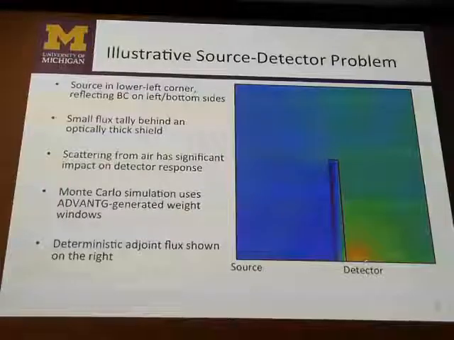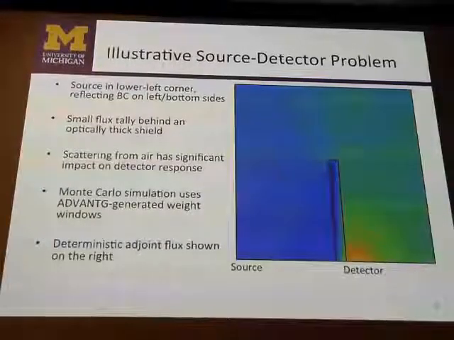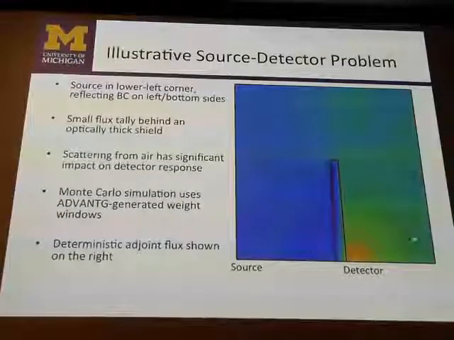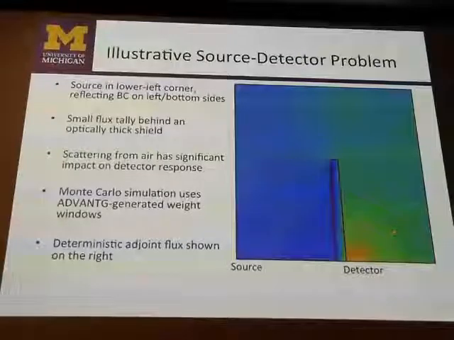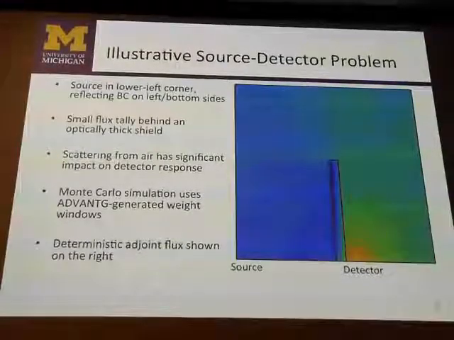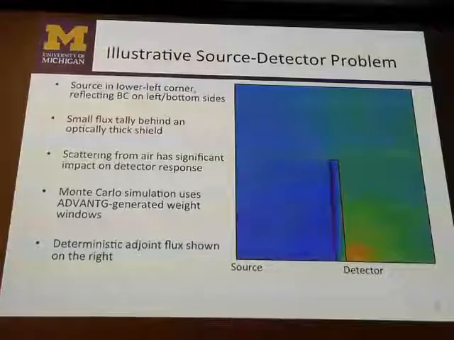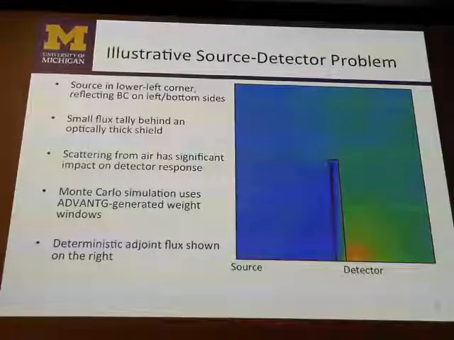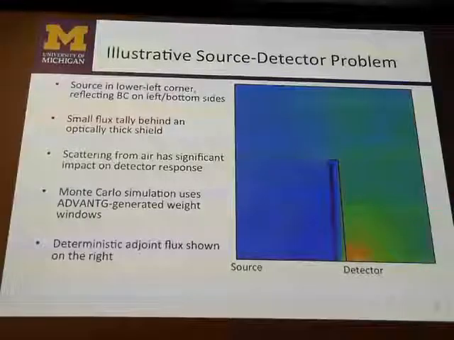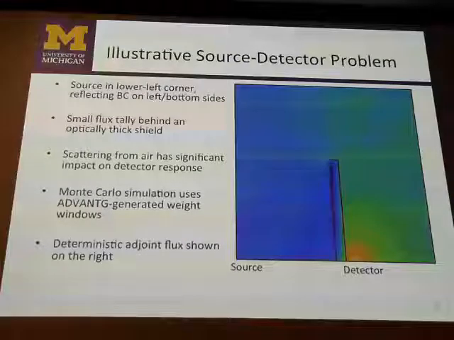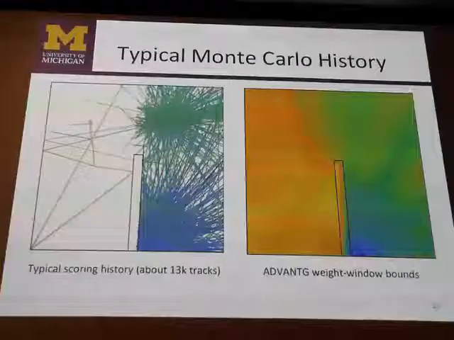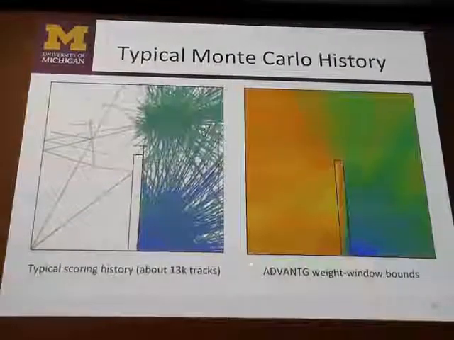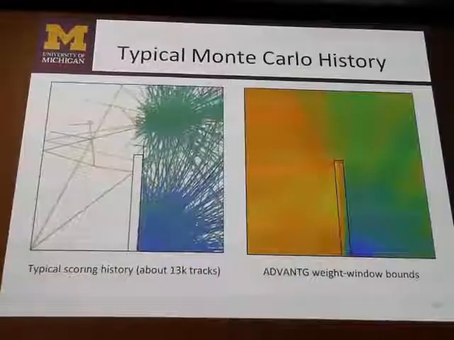So what I plotted here in the color map is something called the adjoint flux, produced from the deterministic calculation. Again, adjoint, you think of it as if I place a particle somewhere in phase space, let's say right here, this tells me what is the expected contribution to this detector. So if I place one nearby, it's going to be high. If I place one far away, it's probably going to be low on average. All right, so I use the adjoint solution with Advantage, the code out of SCALE, and it generates what are called lower weight window bounds.